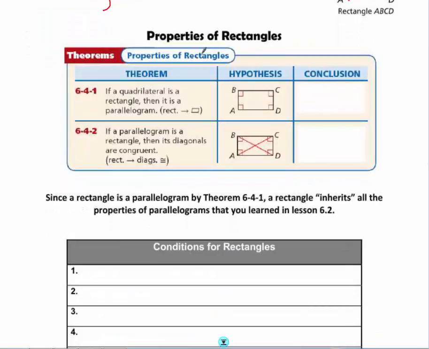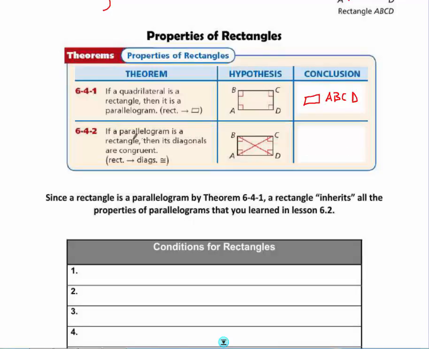We have a couple of properties of rectangles. They're two theorems and they're not too complicated. The first one says that if a quadrilateral is a rectangle, so that means I tell you ABCD is a rectangle, then it is a parallelogram. So if you see this, you know that it is parallelogram ABCD. So ABCD is a rectangle, it's a parallelogram ABCD also.